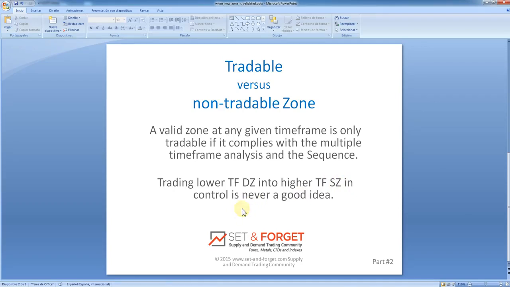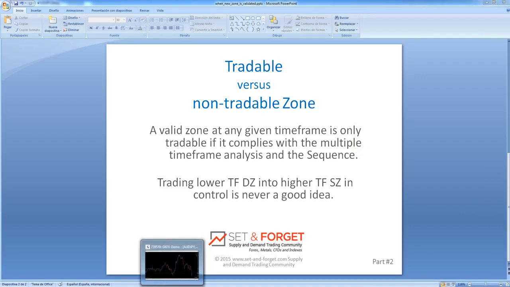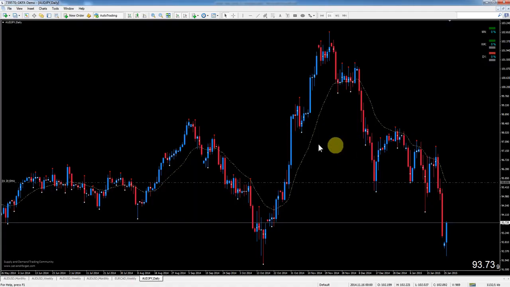So let's take a look at the charts and let's talk about the tradable versus non-tradable, the tradability of a zone. Okay, we are always using the Aussie Yen as an example. So this is the Aussie Yen chart right now on the daily. Okay, let's switch. Okay, we can see this is the daily Aussie Yen. We've been talking about these areas. On these areas, we've got almost everything on the strategy.